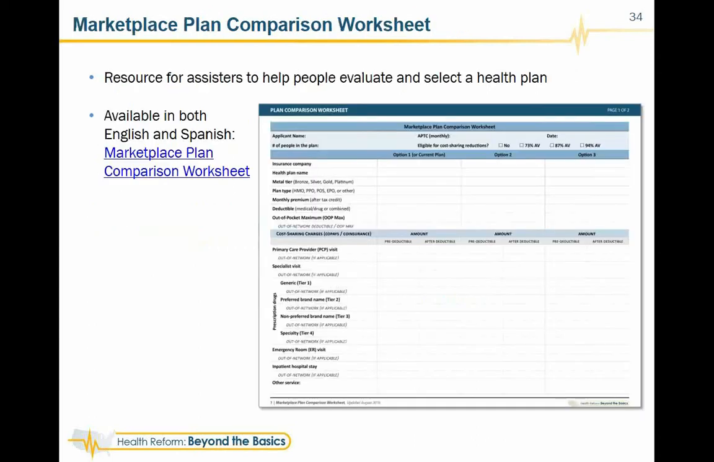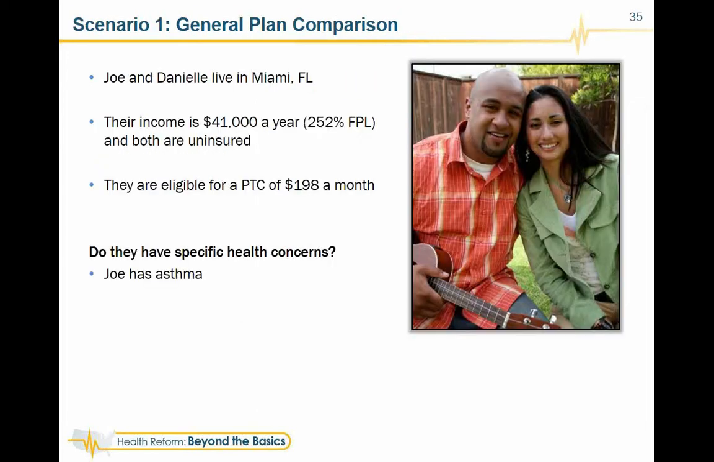So to help people compare plans, we put together a marketplace plan comparison worksheet. I'm sure a lot of you have seen this before, but if you haven't, it's a tool we developed for the Beyond the Basics project. You can find this on our website in both English and Spanish, and it can help you compare up to 3 plans side by side. So we're going to use this tool to kind of help us compare plans for these examples.